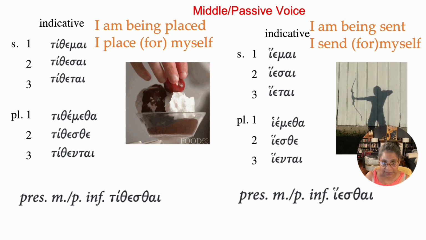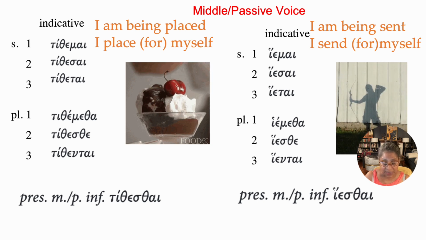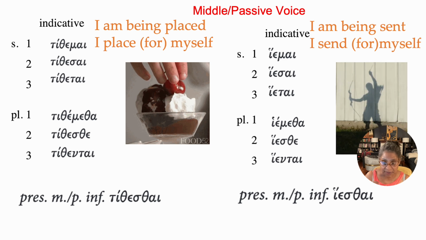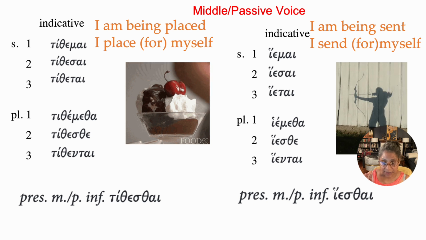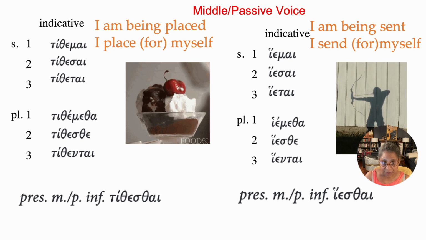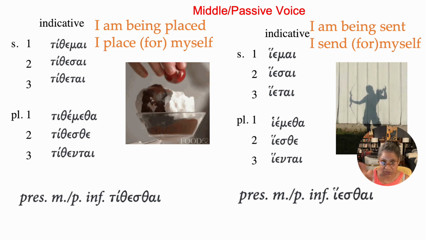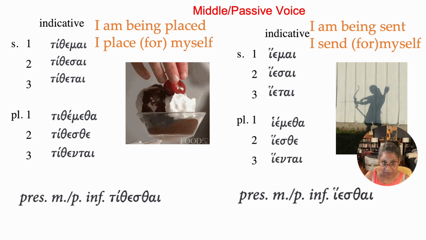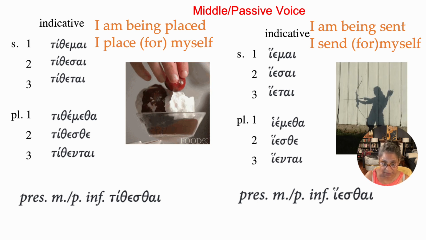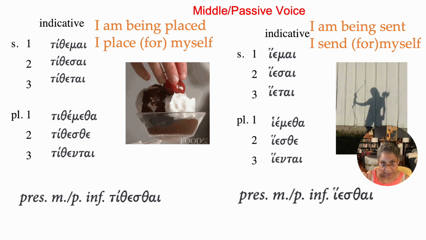Now, I want you to notice that because we memorize our principal parts for the mi verbs with the infinitive, this takes care of how we deal with the mi verbs, right? Because we'll notice that the vowel you're going to be using to glue the mi endings onto the stem is the vowel that shows up in the infinitive. Because it's tithenai. Remember, tithemi, tithenai. Well, it's tithemai.